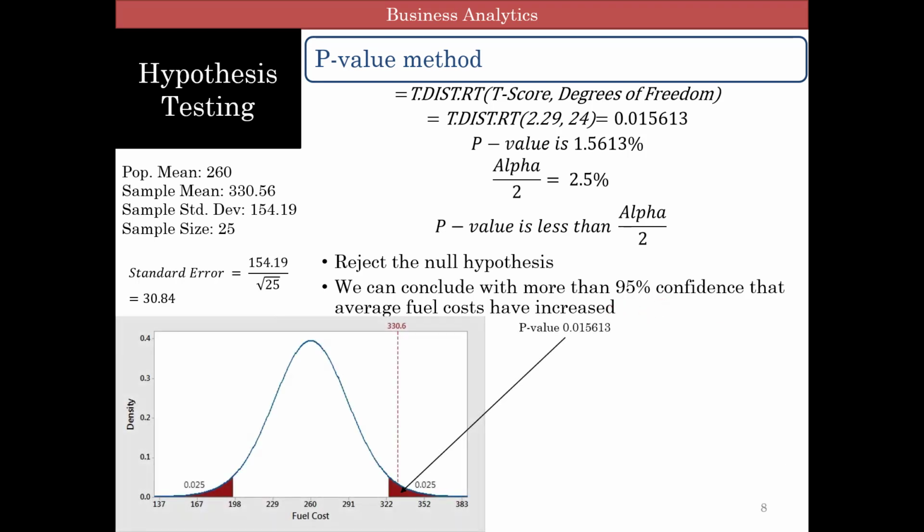If you want to look at it graphically, here we go. And you are essentially looking at, here's 330, right? Here is your 2.5%, and here is 0.15613%. Now remember, if alpha was 1%, this would be 0.5%, and p-value would then be greater than 0.5%, and you would then have to fail to reject the null hypothesis. Okay, so let's go here.